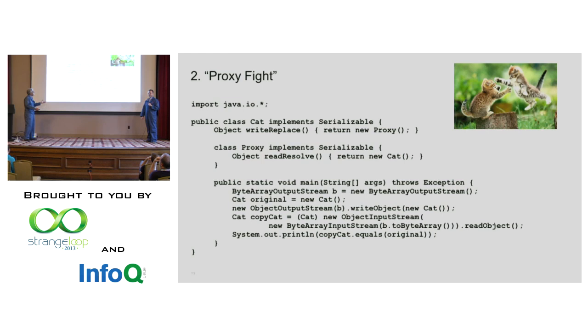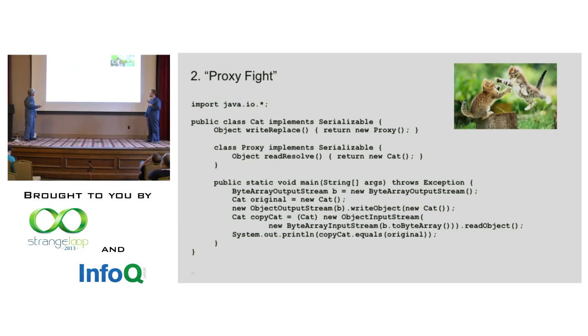Now let's look at the main method and see what it does. We got a ByteArrayOutputStream equals new ByteArrayOutputStream. So that's what you do when you're testing serialization. You serialize it into a byte array and then out, so you don't have to worry about any files or anything. It's the easiest way to test serialization. We get an original cat called new Cat. So that's good. And now we take our ByteArrayOutputStream, we wrap it into an ObjectOutputStream so we can actually write the cat to it, and then we call writeObject.